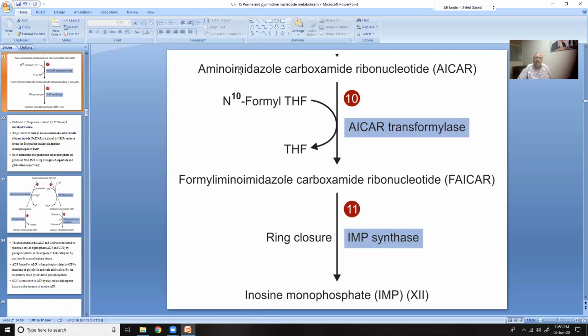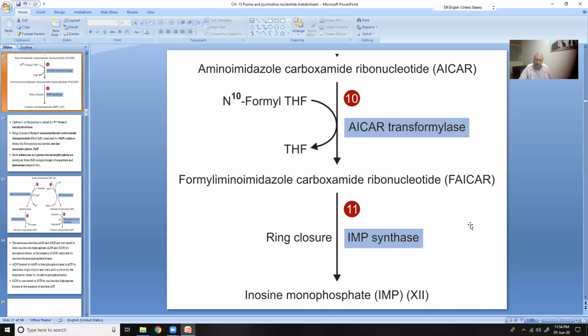Then aminoimidazole carboxamide ribonucleotide, AICAR, is giving us 5-formamidoimidazole carboxamide ribonucleotide, FAICAR. From AICAR we are getting FAICAR, and finally this inosine monophosphate. Okay, remember the wobble hypothesis, inosine was there, so we are getting inosine monophosphate, IMP.